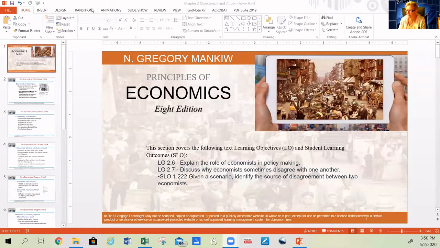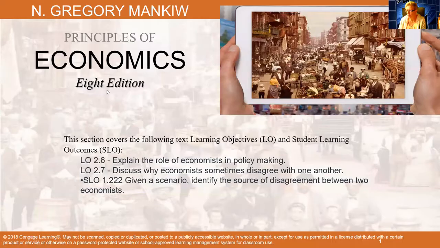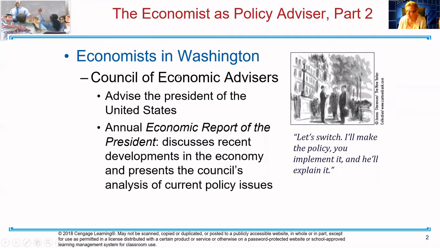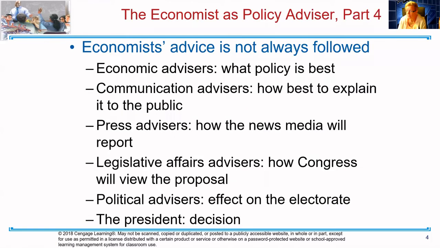Basically, these last objectives talk about some of the policy differences. I'm sorry, some of the two different roles that economists play, and really that means in context. So the economist as a policy advisor: there's the Council of Economic Advisors, and economists in Washington play a role in a lot of the different Washington bureaus that you see here.